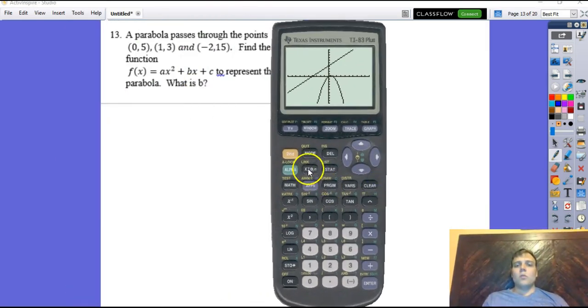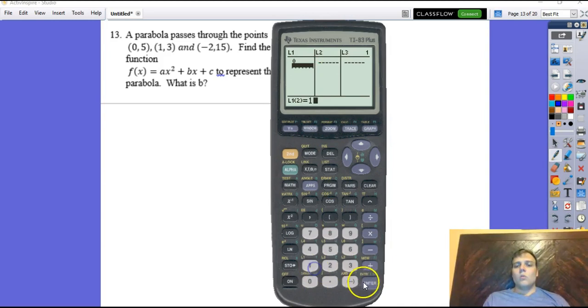The way we do that is we jump out of this. We go to Stat, Edit. X is going in L1. Y is going in L2. So 0, 1, negative 2. Oh, I didn't press enter. And then 5, 3, and 15. Hit second mode to jump out.